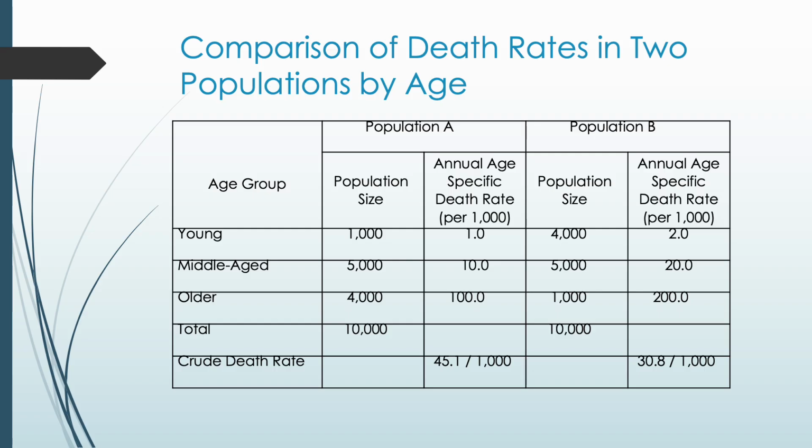So here we have a sample problem on standardization. This is a table comparing the death rates in two populations by age. It is categorized by age groups. So we have the young class, the middle-aged class, and the older class. And we have the population size and the annual specific death rates for both population A and B in the columns. And in the last row, we have the crude death rate.